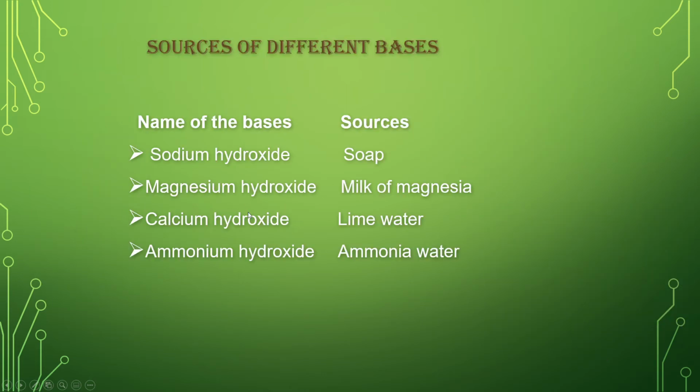Now sources of different bases are given. Within soap, what is found? Sodium hydroxide is present. In milk of magnesia, present in any type of antacid tablet or liquid antacid, it is actually magnesium hydroxide. Also within lime water, calcium hydroxide is present. And within ammonia water we can find ammonium hydroxide.